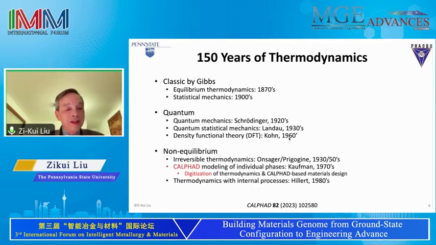And then what about non-equilibrium thermodynamics? As you probably know, Onsager, an American professor, got the Nobel Prize for irreversible thermodynamics, and Prigogine also developed it first for chemical reactions. And I want to emphasize that 100 years after the combined law by Gibbs, there's CALPHAD. It's a digitization of thermodynamics. Basically it makes thermodynamics digital, that's in the 1970s, 50 years ago.